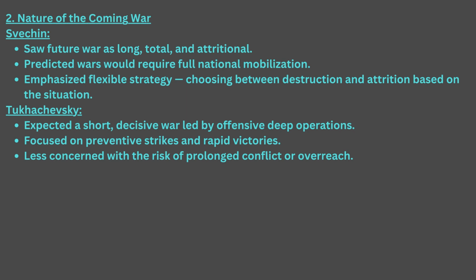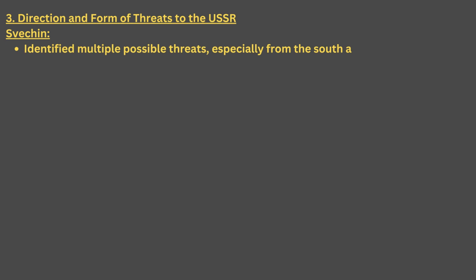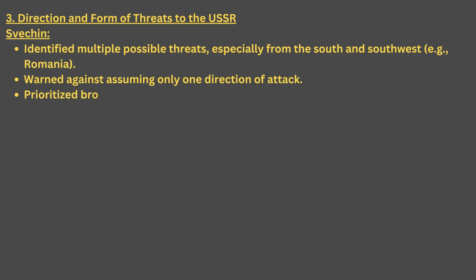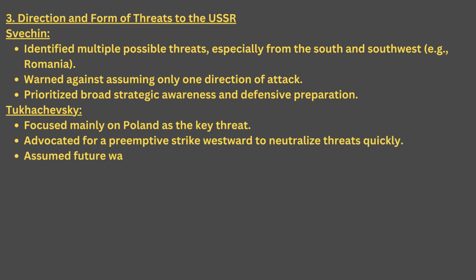Part 3. Direction and form of threats to the USSR. Svechin's approach. He identified multiple possible threats, especially from the south and southwest, like Romania. He warned against assuming there would be only one direction of attack. His priority? Broad strategic awareness and defensive preparation. Tukhachevsky's focus. Mainly on Poland as the key threat. He advocated for a preemptive strike westward to neutralize threats quickly. He assumed future wars would be fought on enemy territory. So, while Svechin emphasized caution and multi-directional defense, Tukhachevsky focused on offense and striking first.